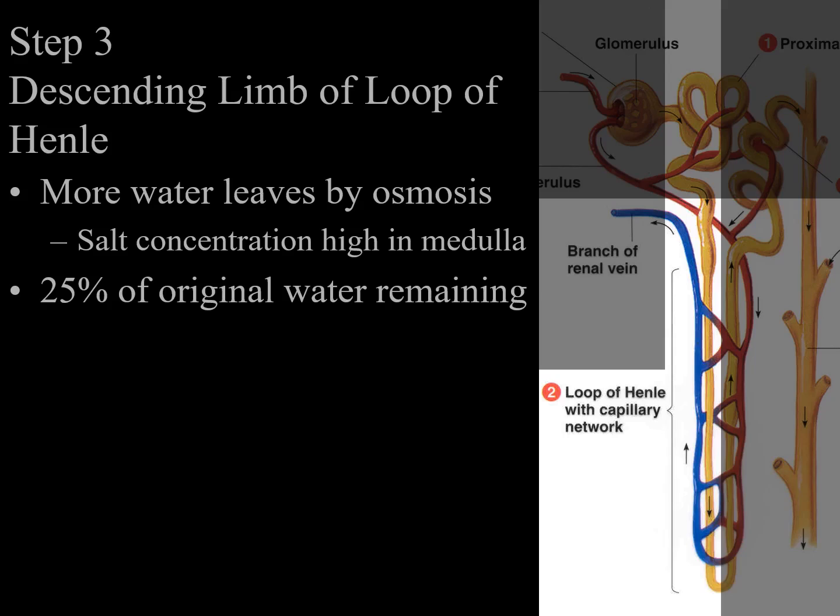So when we're in the descending limb of the loop of Henle, more water is leaving the ultrafiltrate by osmosis, and that's because the salt concentration is high outside the nephron, so that means the water concentration is high inside the nephron, so the water is diffusing out. By the time we get to the bottom of the descending limb of the loop of Henle, about 25% of the water is remaining in the ultrafiltrate, so we've recovered a lot of the water.